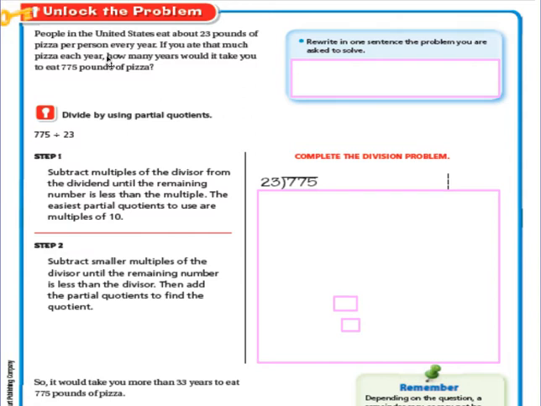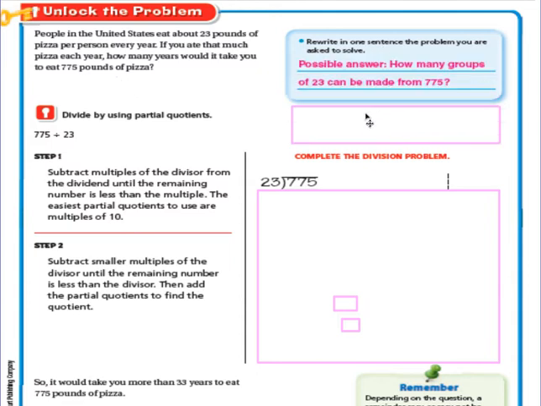year. If you ate that much pizza each year, how many years would it take you to eat 775 pounds of pizza? So if we wrote it in a number sentence, it would say how many groups of 23 can be made from 775. So what I would like you to do is get your journal out and find your vocab word, partial quotient. We are going to do the first example together, and you're going to put that example under partial quotient.